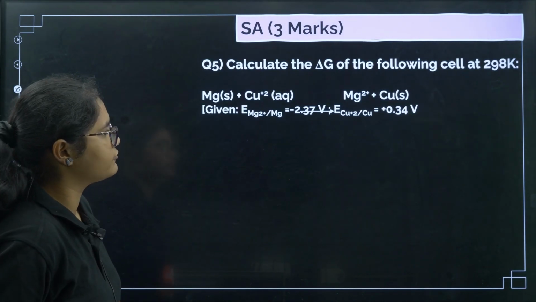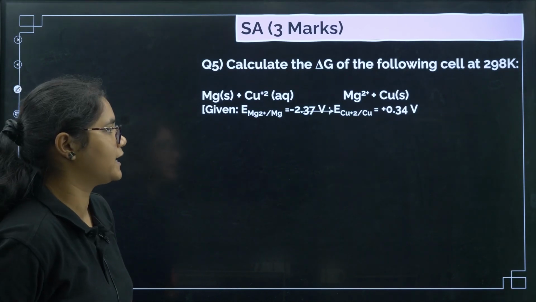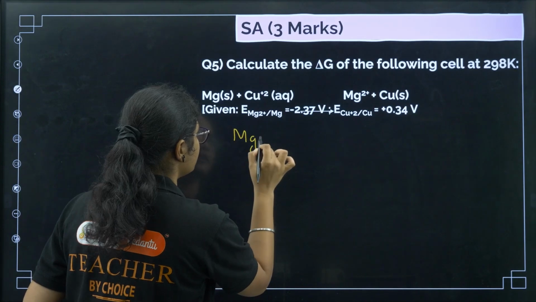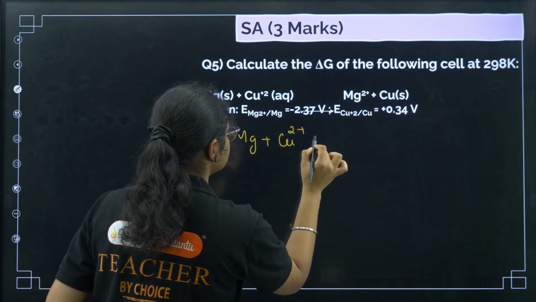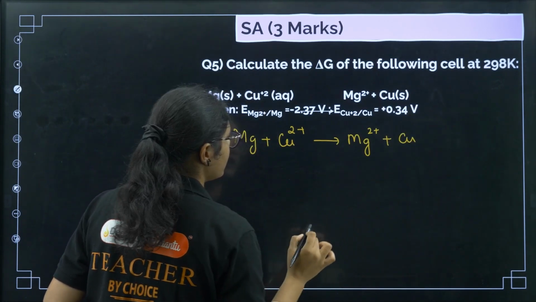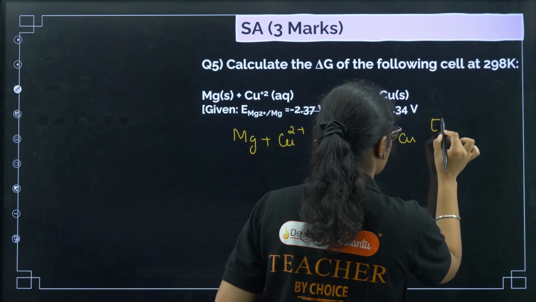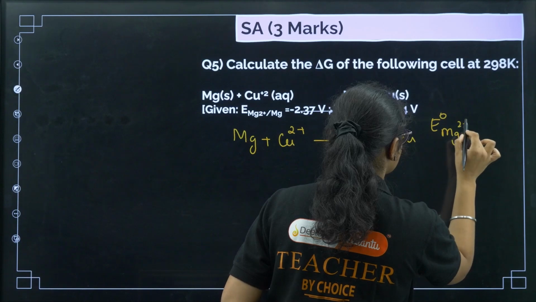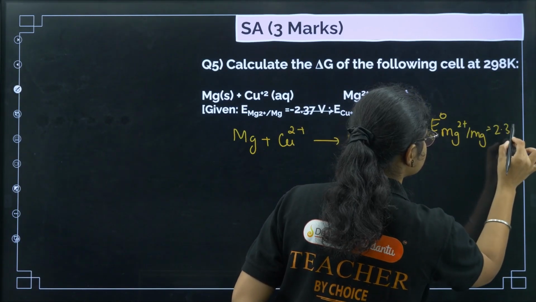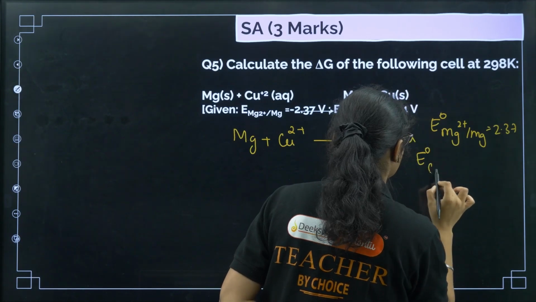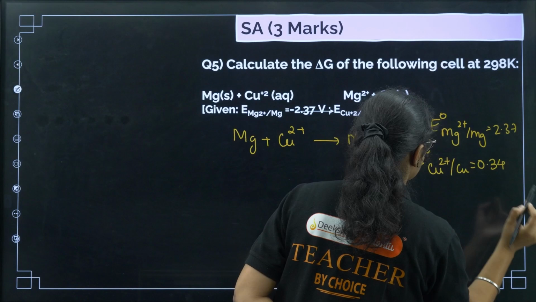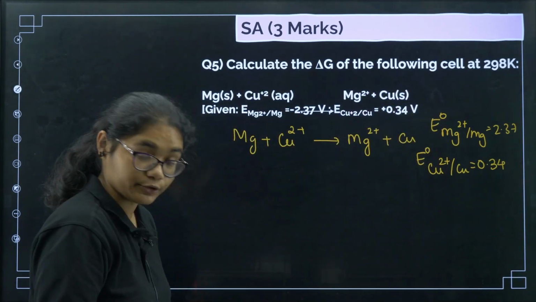Calculate the delta G of the following cell at 298 Kelvin. Okay, so this one I'll write clearly here. This is like this: you have Mg plus Cu2+ gives you Mg2+ plus Cu. Okay, and E naught value of Mg2+/Mg is your minus 2.37. And E naught value of Cu2+/Cu is equal to 0.34. Okay, these are the data given to you.